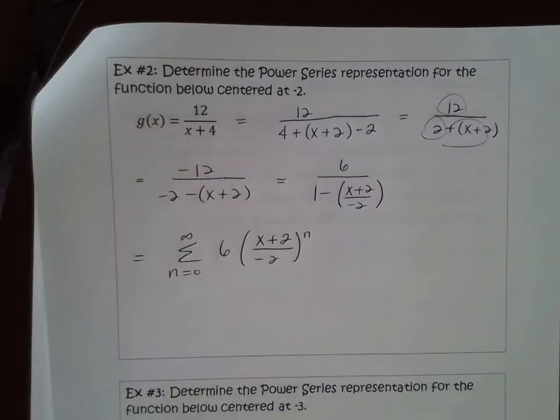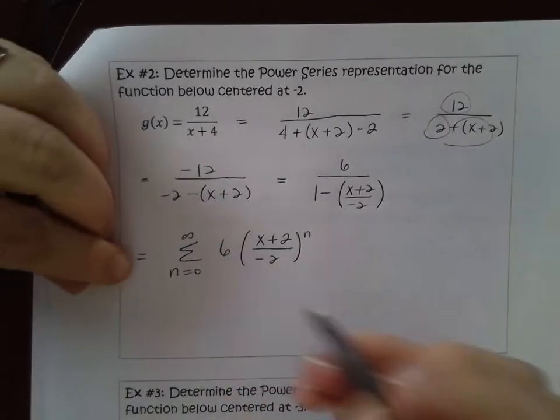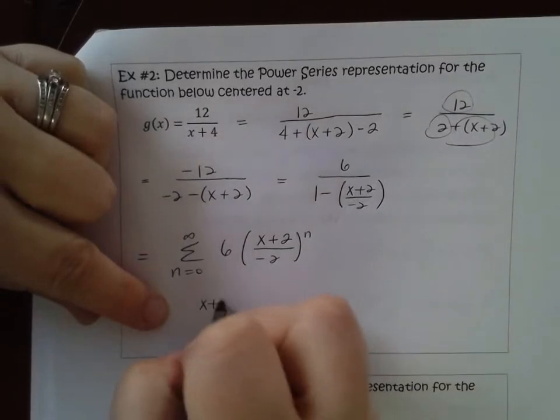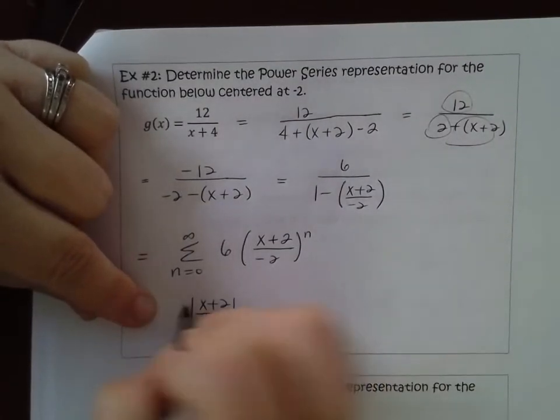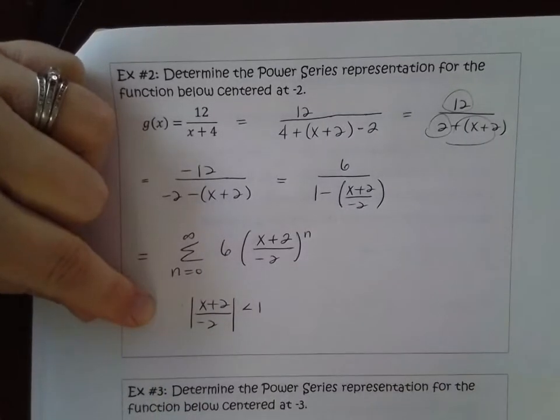Okay? It doesn't say anything about finding endpoint representation. It doesn't say anything about finding interval of convergence. However, I want to do that anyway. I want it to be practice. And maybe that was a mistake on my part not including that in the directions. But let's go further. I want this x plus 2 over -2's absolute value to be bound by +1.